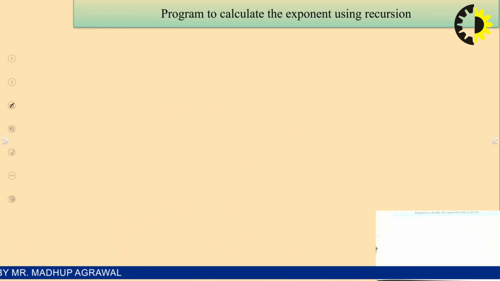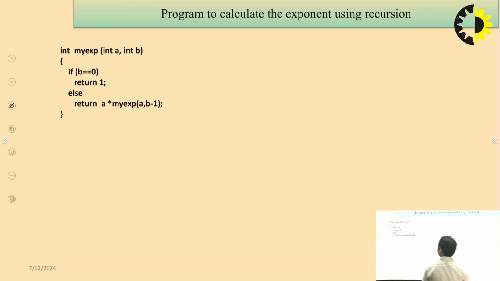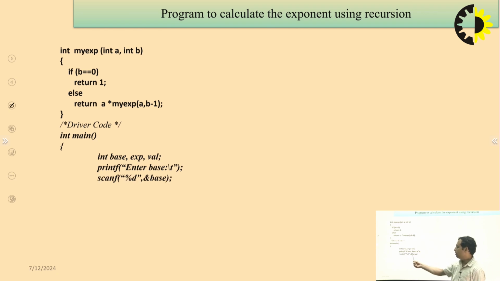Now the program to calculate the exponent. The complete program means main and something. This is our function already designed. Now the driver code, just int main. Here we will receive the value of base and the value of exponent from the user with the help of prompting messages and scanf. Three variables are declared: first is base, second is exp and third is val.